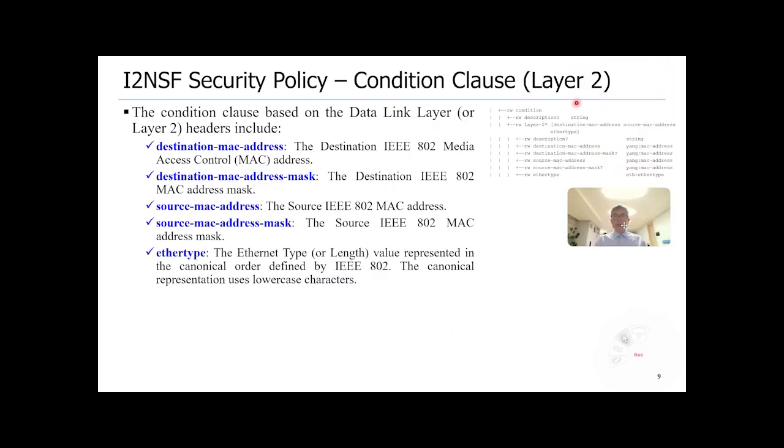Okay, let's take a look. Security policy condition clause, layer 2. Layer 2 is the data link layer. So destination MAC address, destination MAC address mask, source MAC address, source MAC address mask, and the Ethernet type, 2 bytes. This one is used for the upper layer like the network layer. Also, it can be used for the virtual LAN.